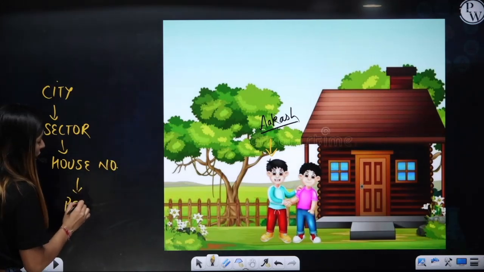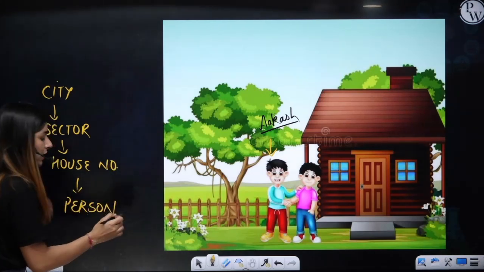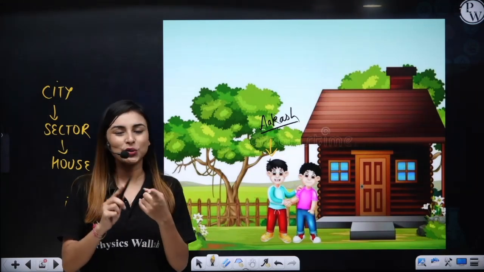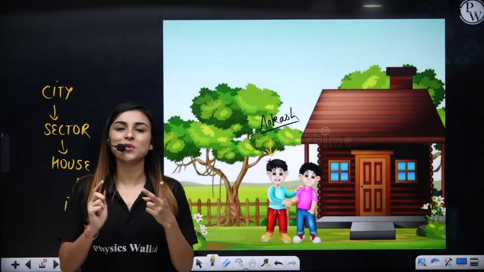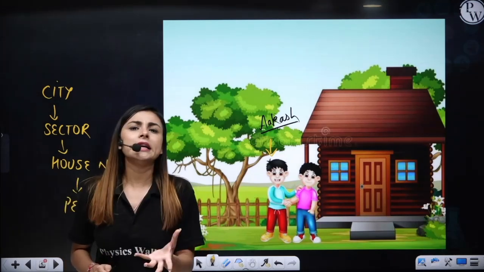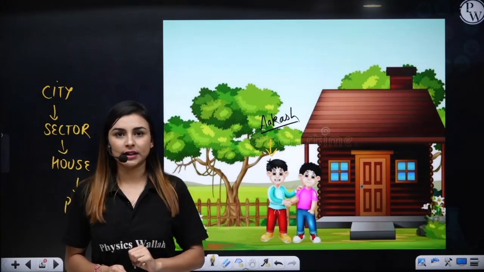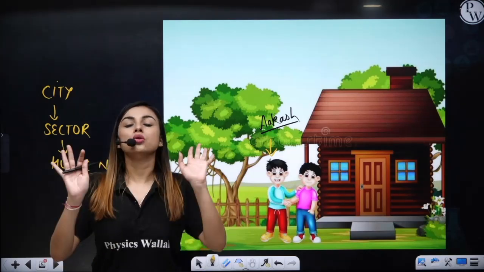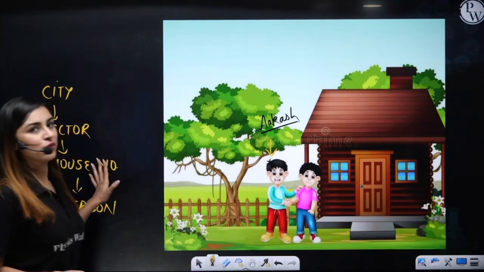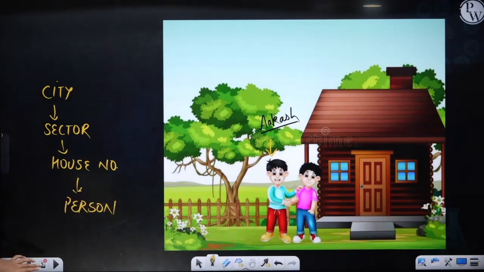Right? Yes. So what ma'am wants to tell you is, to meet your friend, you needed four particular things. You needed a city, a sector, a house number, and your friend's name. Right? Yes. Similarly, for an electron, you need all those four things. Only these four things, and you'll locate each and every electron. Isn't it amazing? Now let's start. If you've got this concept, you will get the electron concept as well.